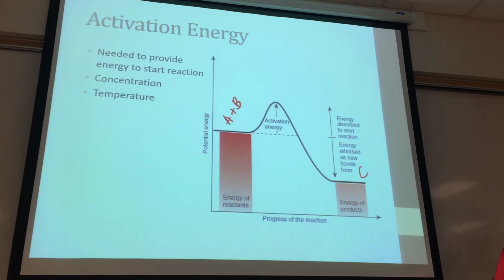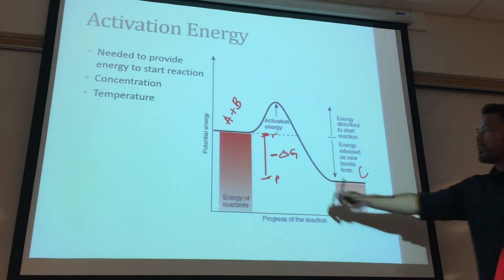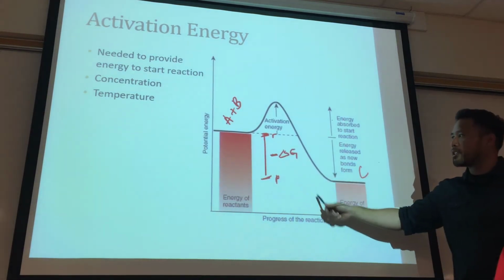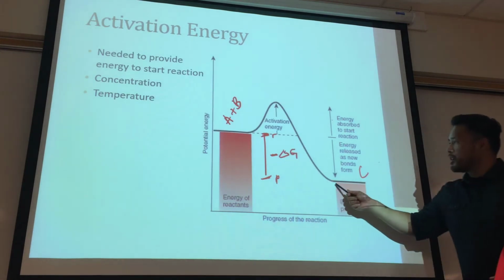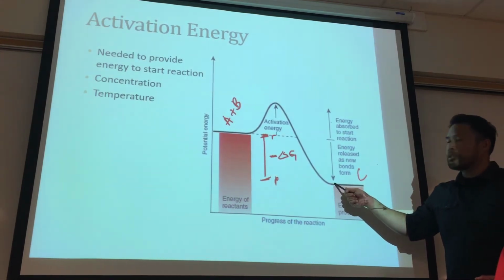And so this, from here to here, this is the level of the products, and this is the energy level of the reactants. This right here is a negative value. This is the amount of energy that's lost. And you don't really have to know this term, delta G, but that's the change in potential energy. And we have a negative change in potential energy.